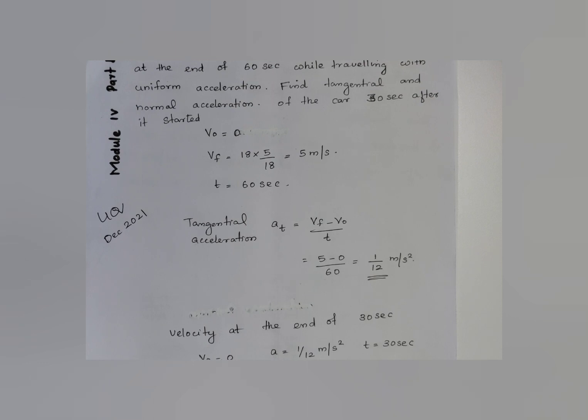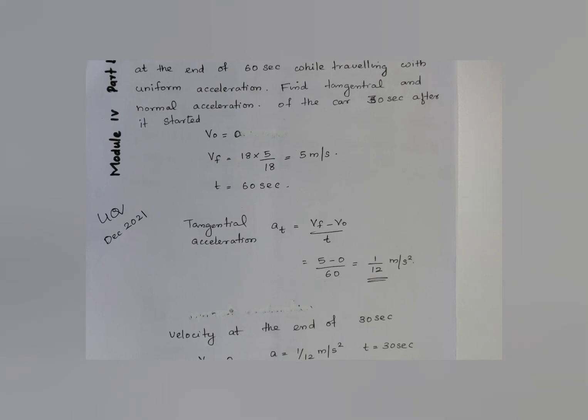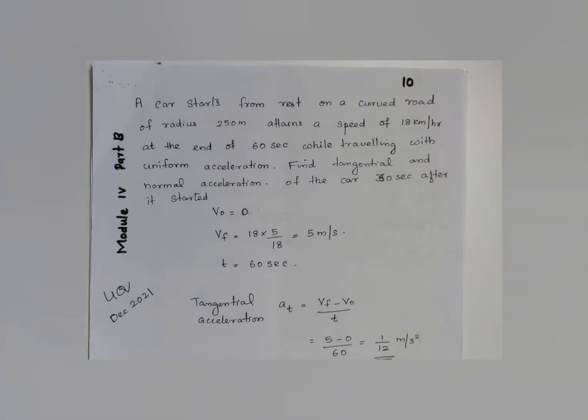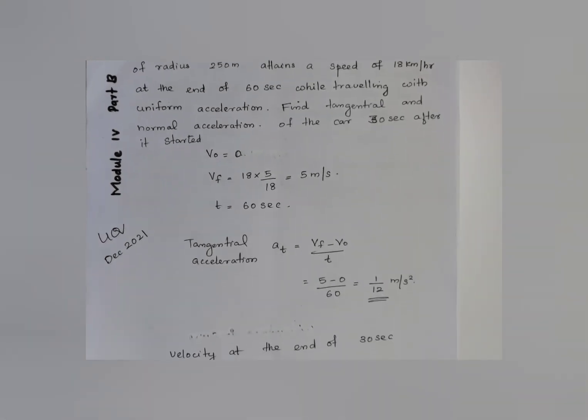Initially the car is starting from rest, so the initial velocity is equal to 0. The final velocity after 60 seconds is equal to 18 km per hour. So Vf you can calculate as 18 km per hour, converted to meter per second: 18 into 5 by 18, that is equal to 5 meter per second.